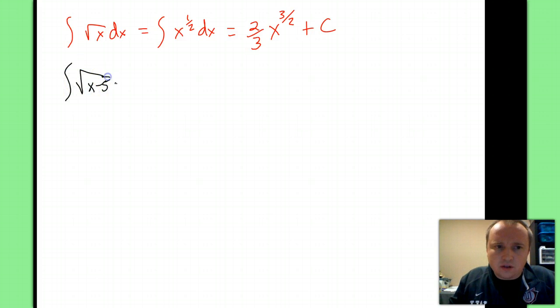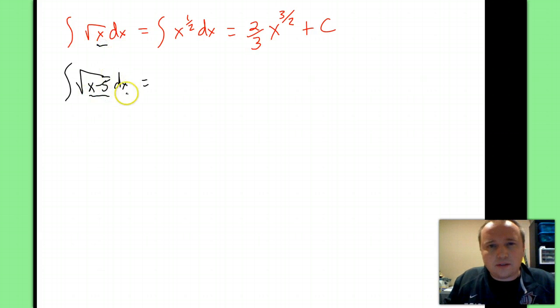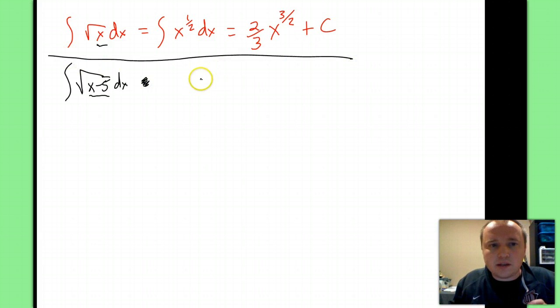Now, where it gets interesting is, what if I had the integral of square root of x minus 5? You might have seen some ways to cheat this, but if you think about it, these are different situations, and we'll get into even more difficult ones in a second. Here's the idea. We're going to do this one problem, so ignore that equal sign.